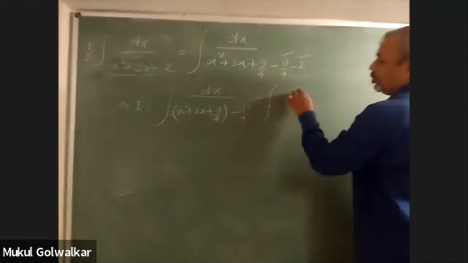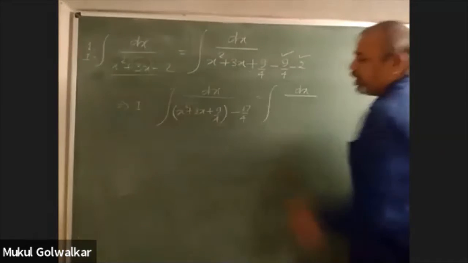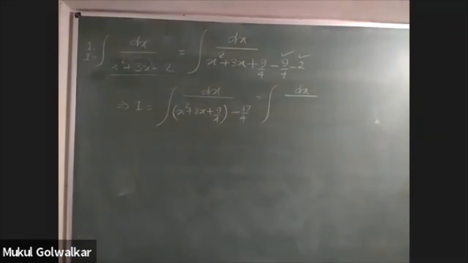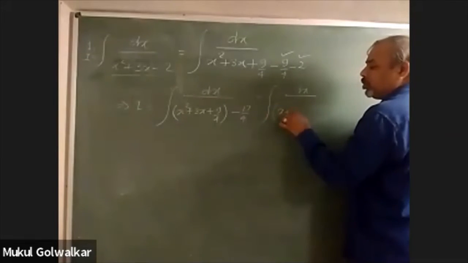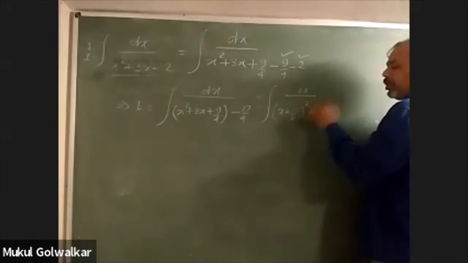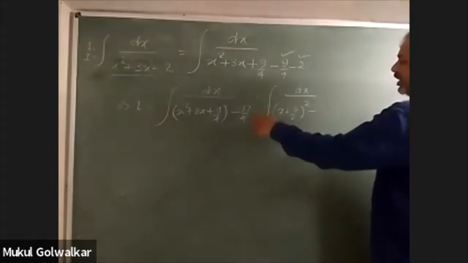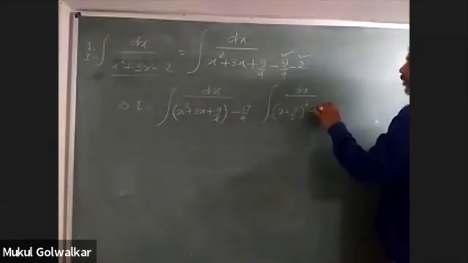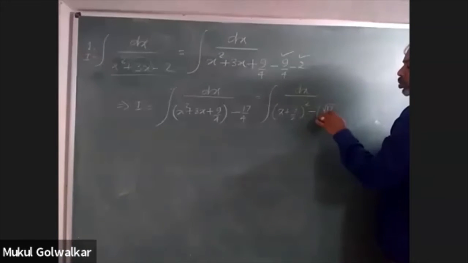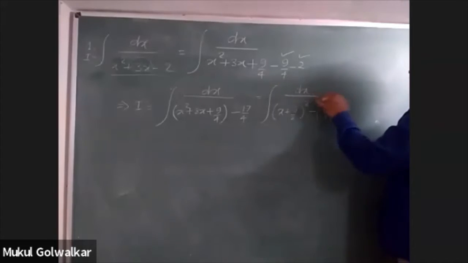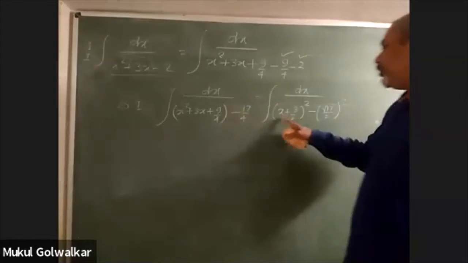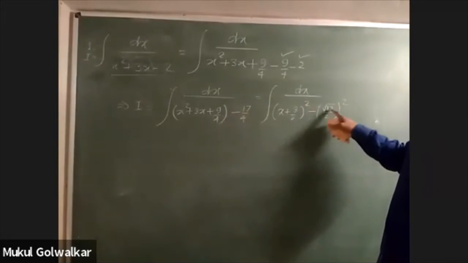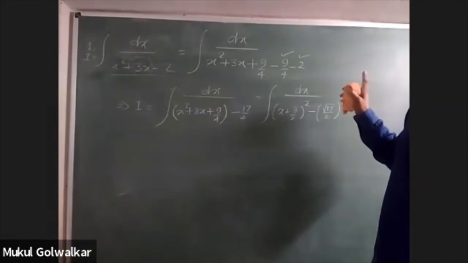This will be equal to dx upon, and this x square plus 3x plus 9 by 4 can be written in the form of x plus 3 by 2 the whole square, and minus 17 by 4 can be written in the form of under root of 17 by 2 the whole square. Is it okay? Can we write this quantity in the form of x plus 3 by 2 whole square minus root 17 by 2 whole square?